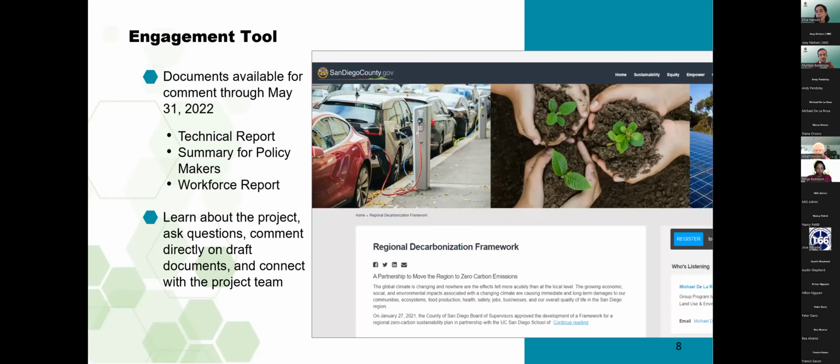The engagement website is the central location for commenting on the documents that have open comment periods through May 31st: the full technical report, the summary for policymakers, and the workforce report. Additionally, the website allows users to ask questions, suggest ideas, and connect with the project team.